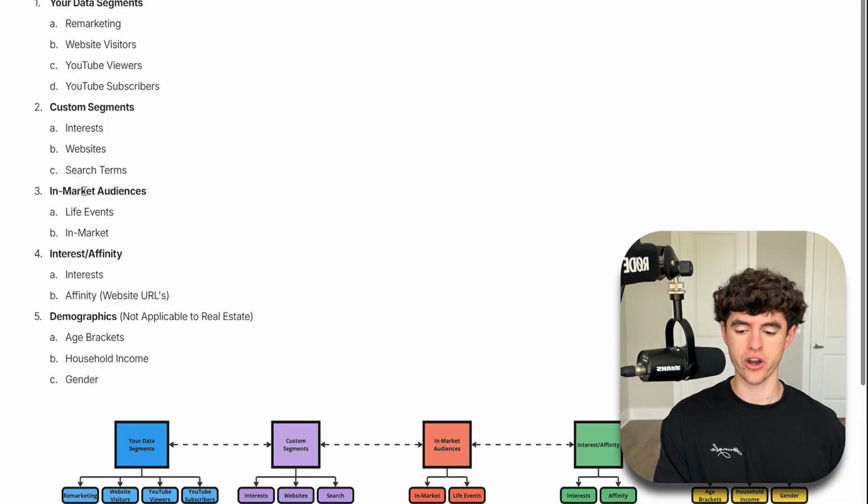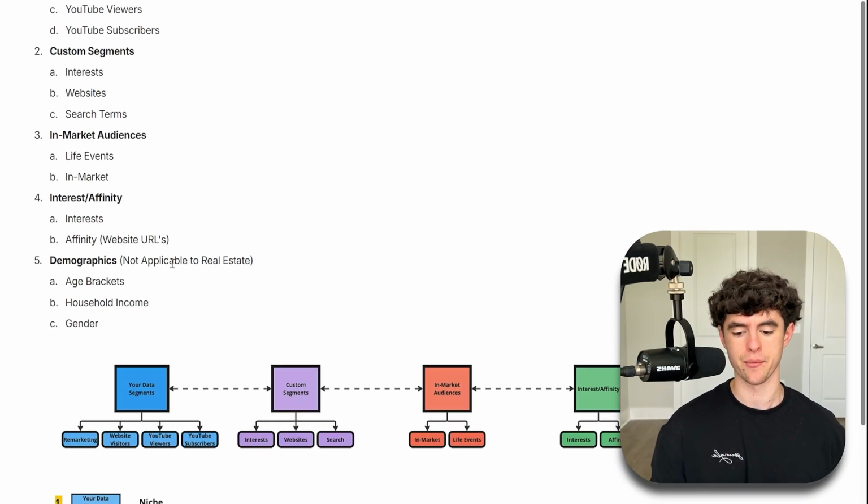Then we have in-market audiences, which is very similar to custom segments, but it's coupled with AI's algorithm to determine what keywords, interests, and websites are lookalike audiences comparatively to just the isolated types of inputs you're putting in for custom segments. And then you have interests / affinity, which is basically just the broader version of in-market audiences. And then you have demographics, which is not really applicable to real estate at all.